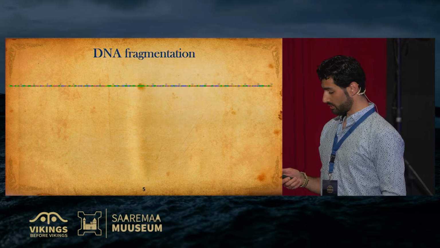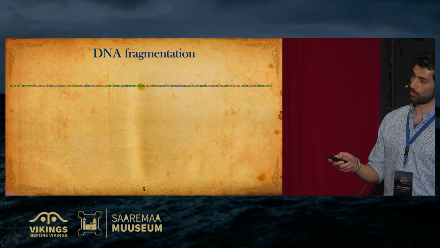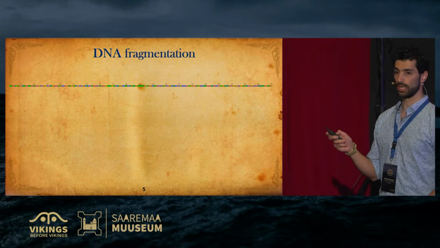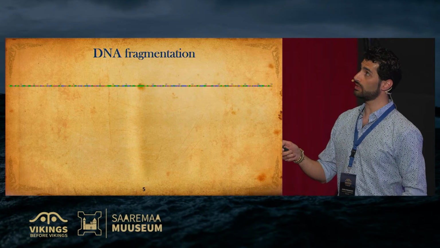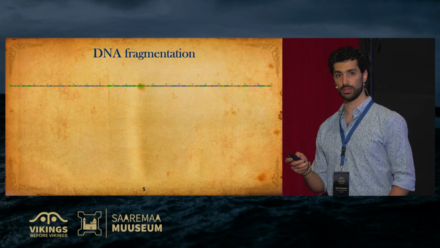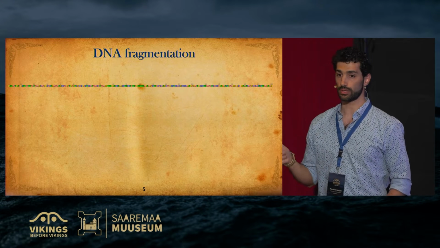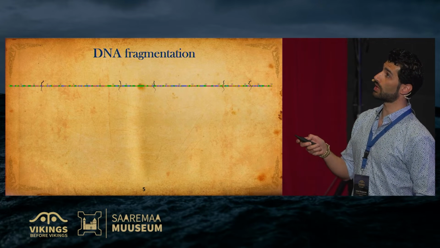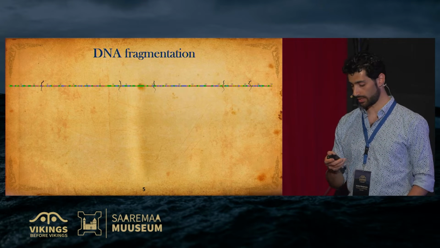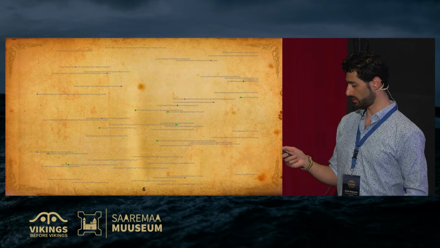Another major issue is DNA fragmentation. Modern DNA is a really long polymer with many so-called bases, A, C, G, and T. This is basically the DNA sequence, and it can be thousands or millions of these letters attached to each other. But ancient DNA has damaged sites, which fragment the DNA into many smaller pieces. So instead of this longer thread, we actually have this picture.